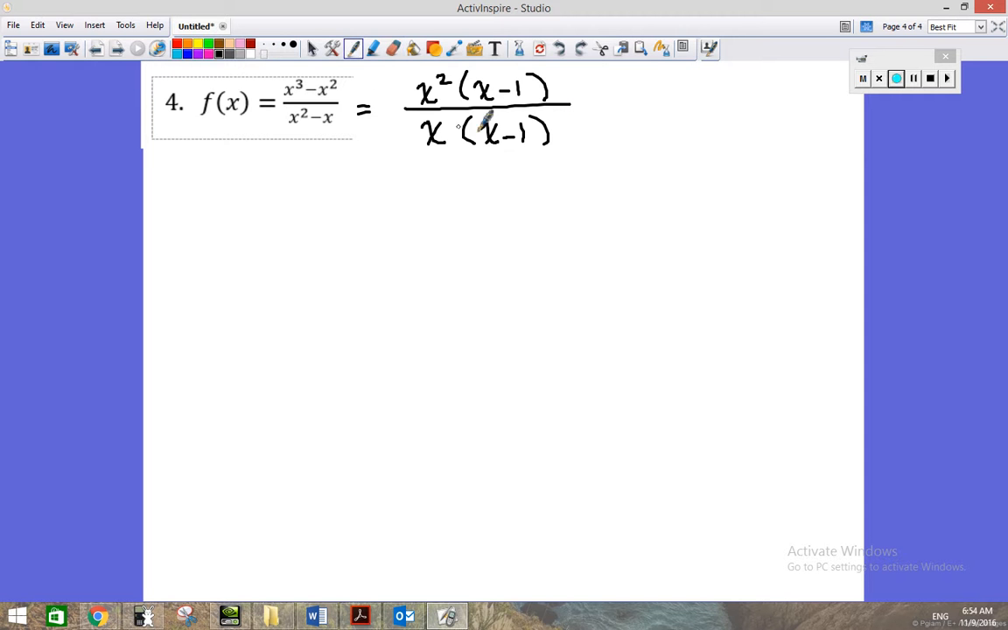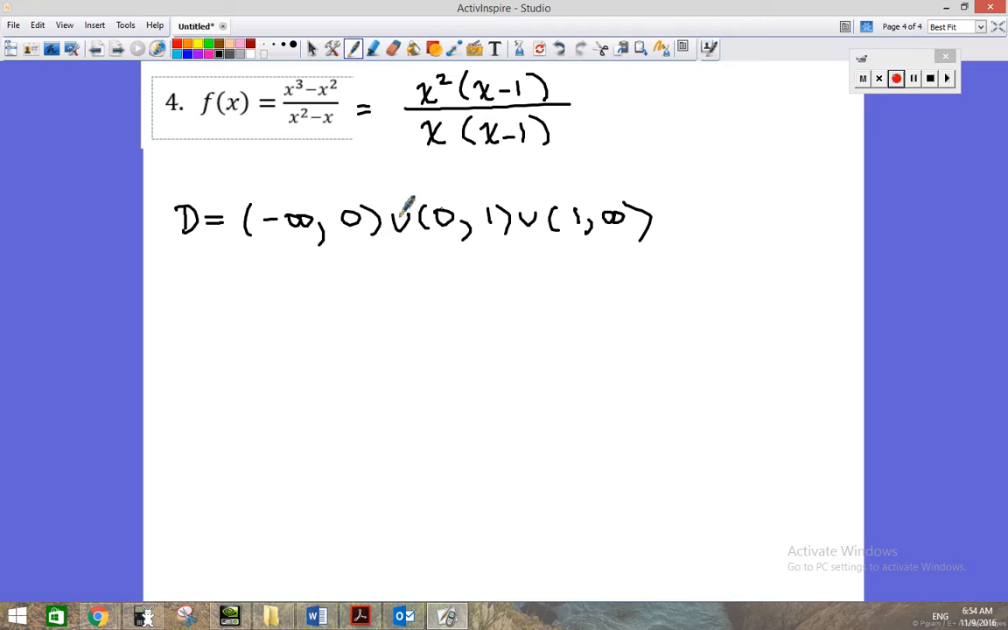My domain is the set of all real numbers excluding any values that cause division by 0. x equals 0 and x equals 1, we can see by inspection that causes division by 0. So we throw those values out of the domain. So my domain is from negative infinity up to 0, excluding 0, and from 0 to 1, excluding 1, and from 1 to infinity.